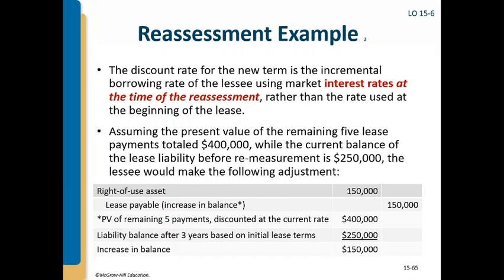And so as far as the entry you would make, here we assume that the present value of the 5 remaining lease payments is $400,000. The current balance of the lease liability is $250,000 before we remeasure, and so we simply increase our right of use asset account by $150,000, the difference, and of course the offsetting credit is to lease payable.